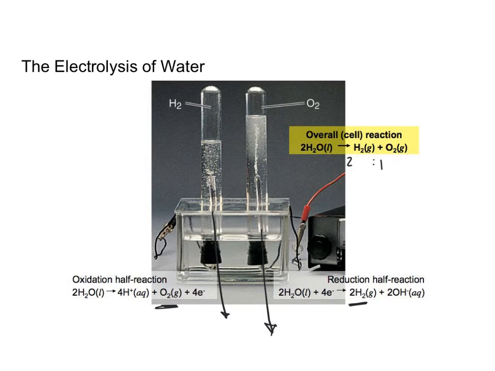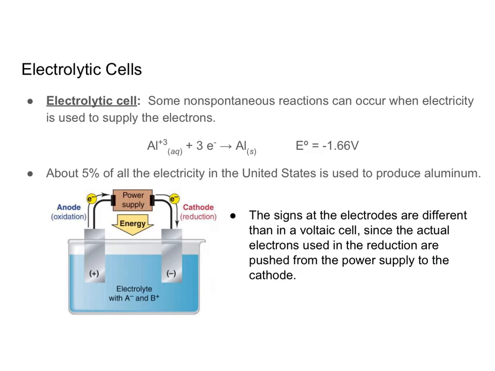Electrolysis reactions are different than voltaic reactions in that we have to add electric current for them to happen. So this reaction is going to happen, but it needs electric current in order for it to happen. And as a result, when we talk about an electrolytic cell, which I'm going to go to on the next slide, electrolytic cells take non-spontaneous reactions and make them occur when we apply electricity to supply the electrons.